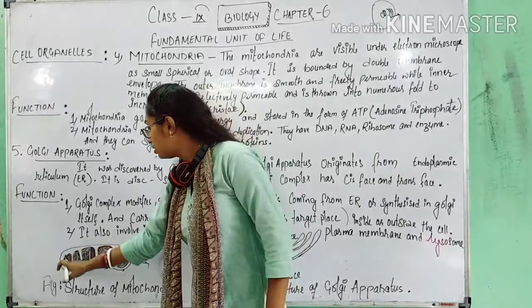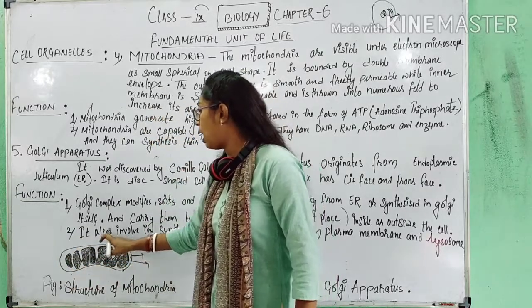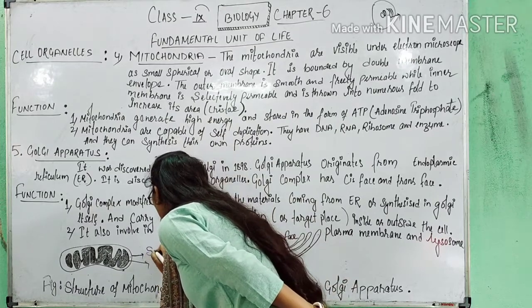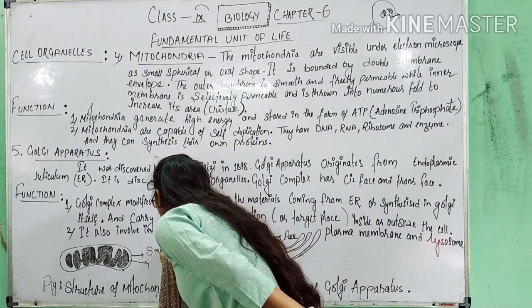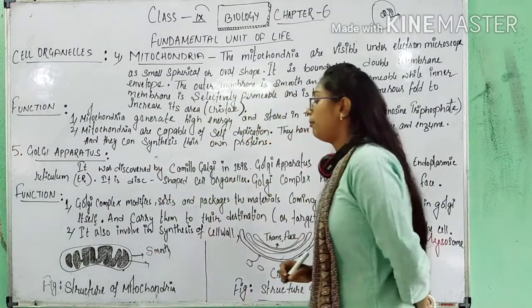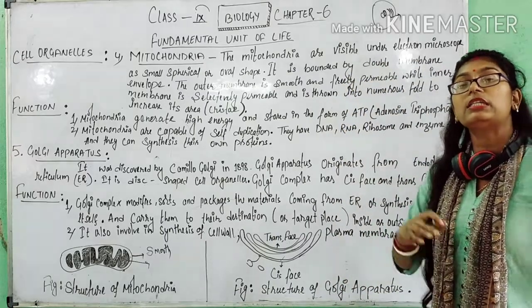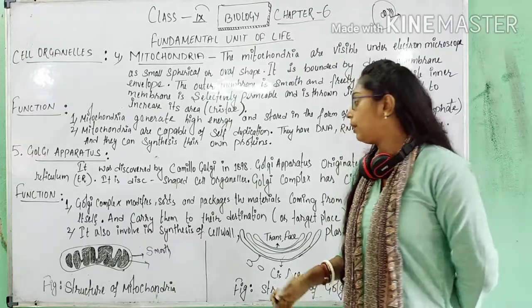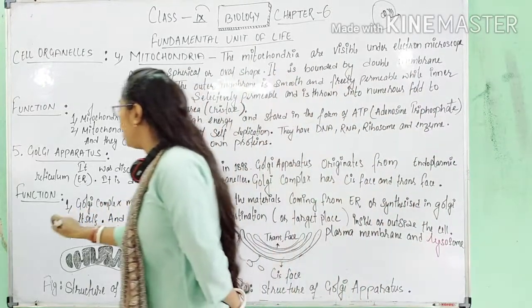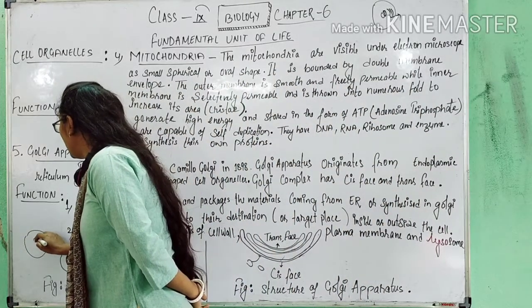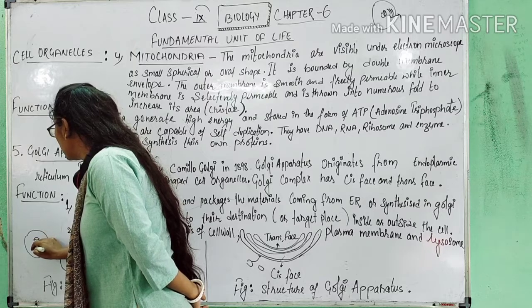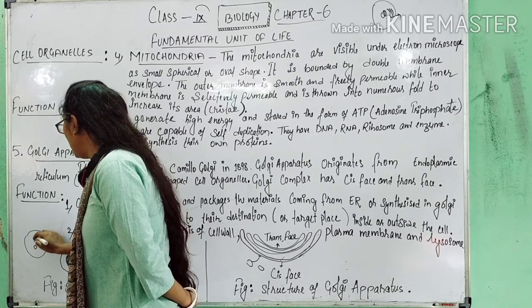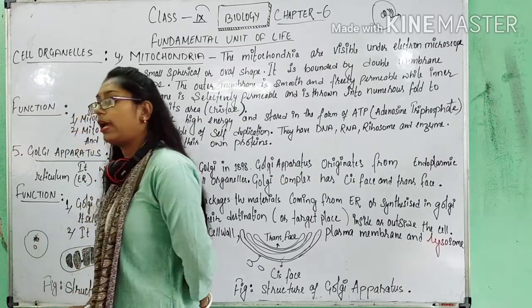The upper membrane, the outer membrane, is smooth. The outer membrane is smooth, or it is freely permeable. Why is it called freely permeable? Because within a cell, here mitochondria is present. This is the nucleus, this is the mitochondria. So the outer membrane will allow all the substances to enter.